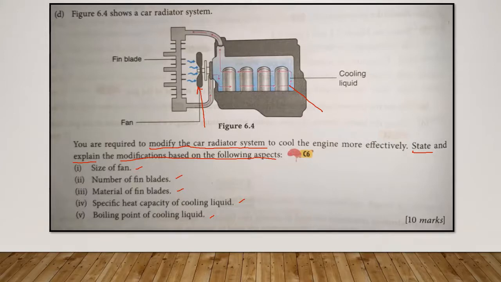Dan kamu lihat if you can see this question give you 10 marks, 10 markah. So kamu tengok ada berapa? Ada 5 aspek. Means one aspect mengambil markah sebanyak 2. One aspect 2 marks.